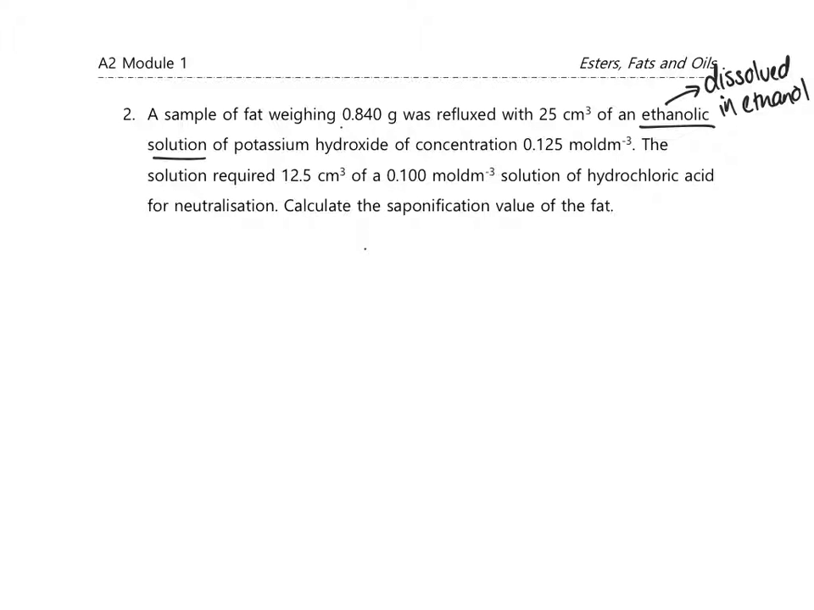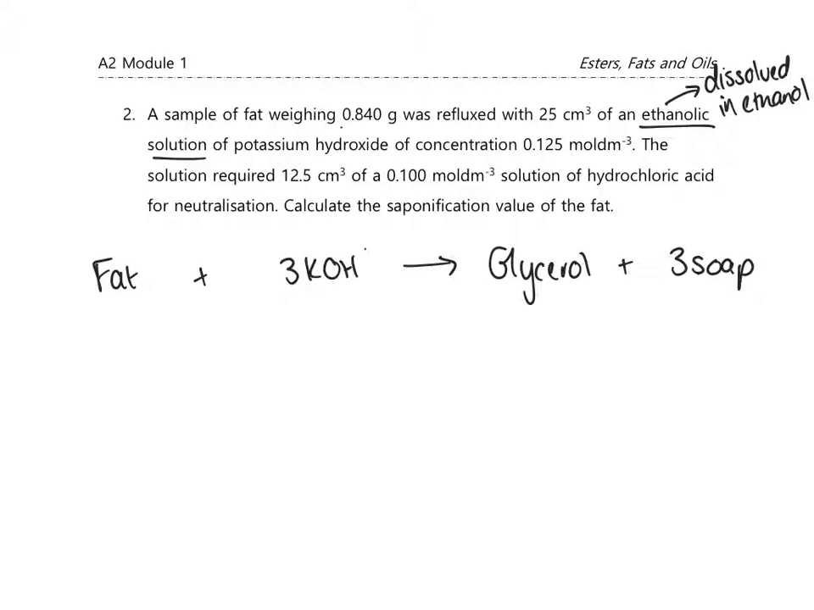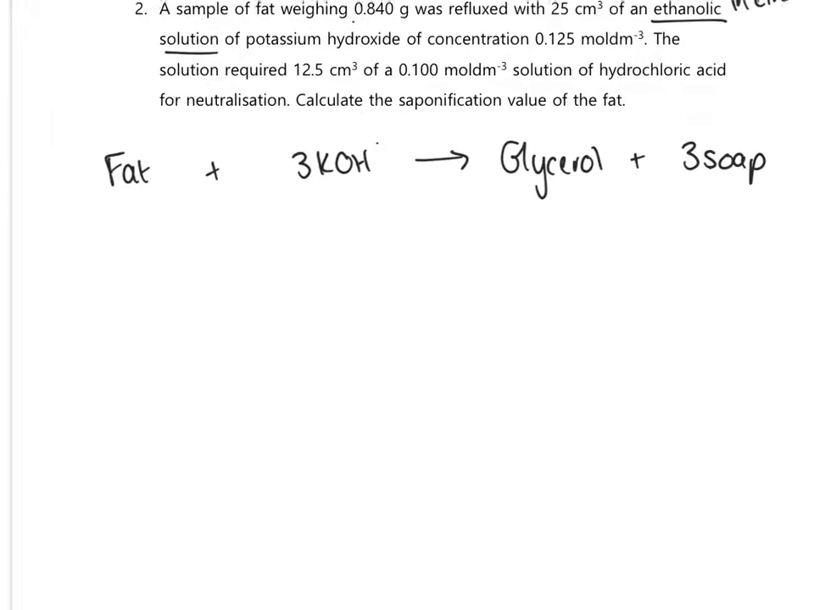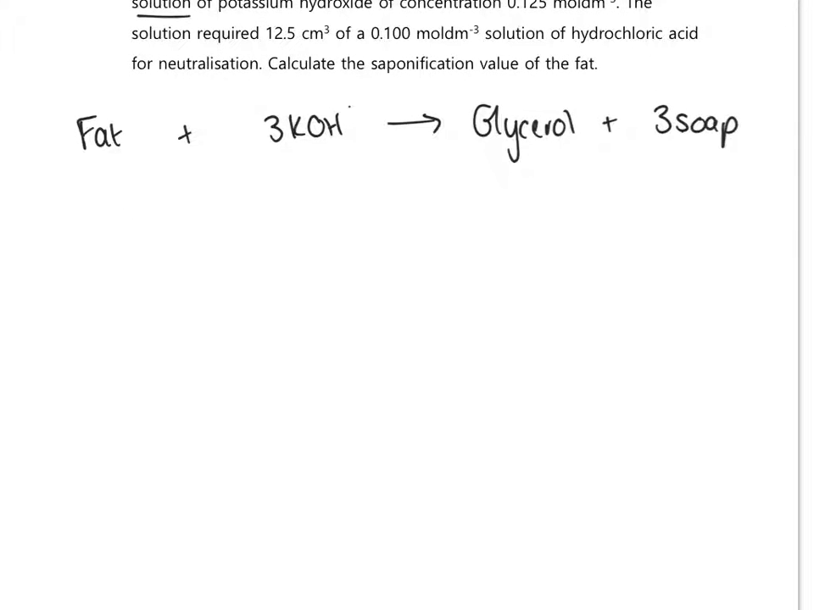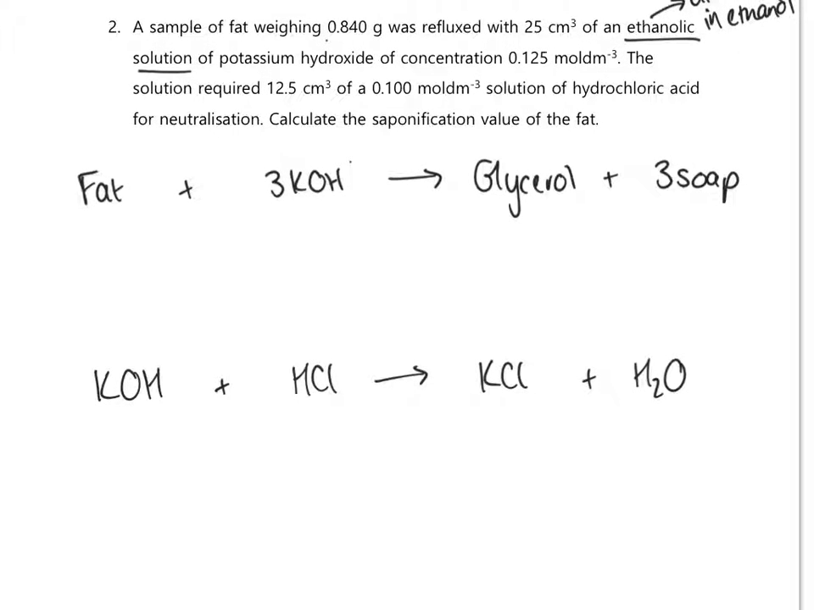Okay, so the first reaction that we've got happening is the fat plus the 3 potassium hydroxides, gives us glycerol plus our 3 soap molecules. Okay, then what's our second reaction? KOH plus HCl gives KCl plus H2O.